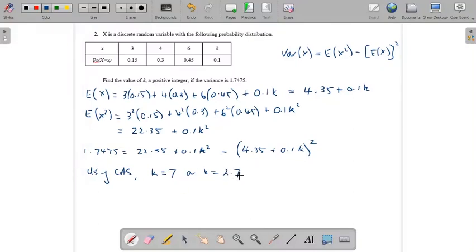Okay, however, we're looking at discrete random variables here, so k must be a discrete value, and we can see that 2.7 is not discrete, and so our only solution is k equals 7. Okay, so we reject k equals 2.7 since k is discrete. Whenever you're rejecting a value for whatever reason, you need to give a reason why.